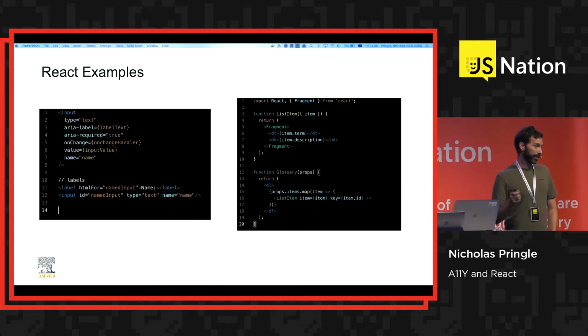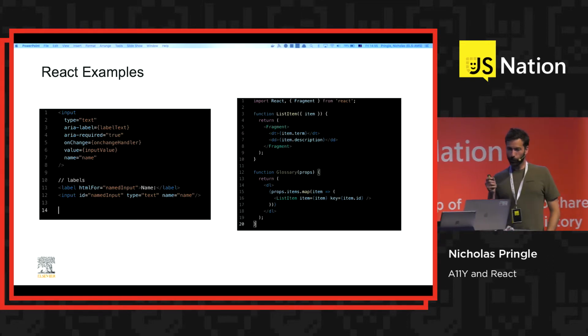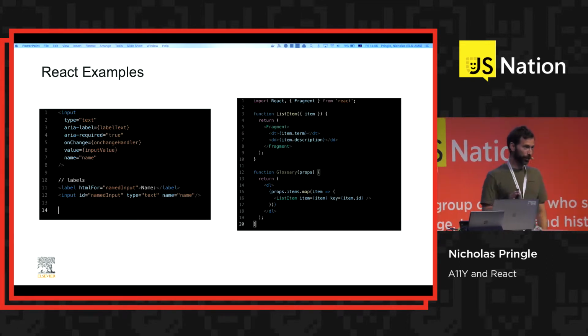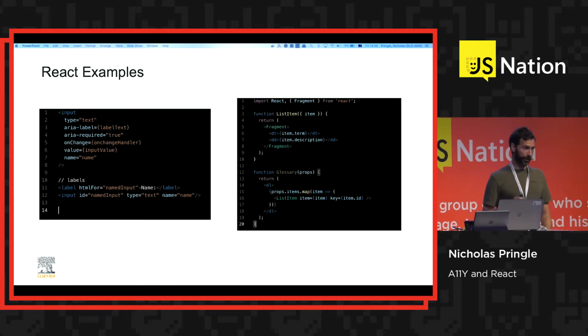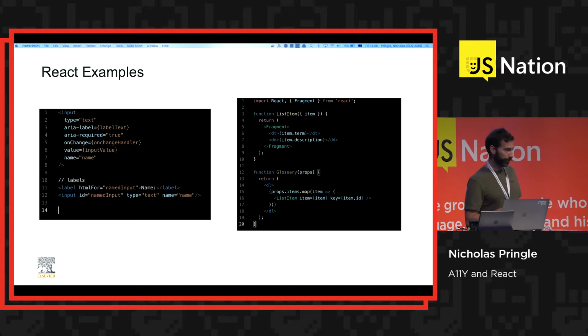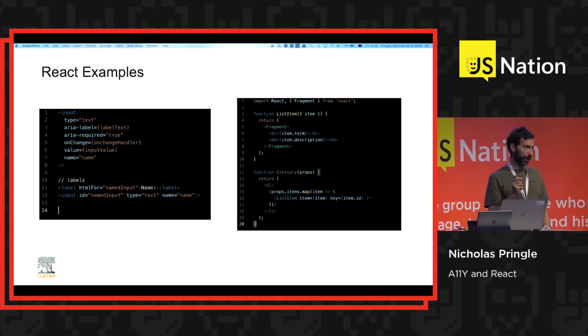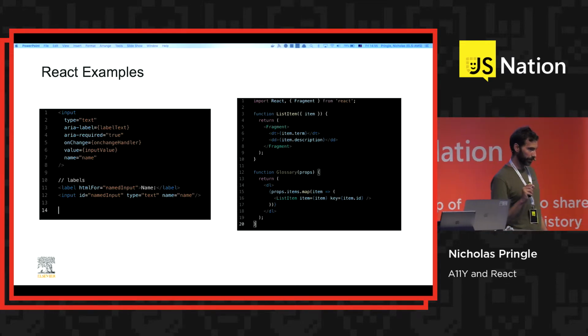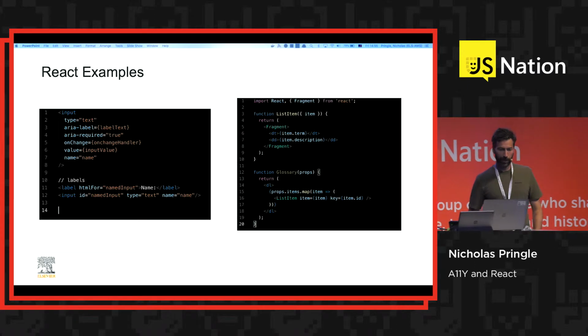There are some specific React examples. It's important to realize with JSX that all the HTML attributes are fully supported. All the ARIA HTML attributes are fully supported. So you can use aria-label, aria-required in your JSX. Another little thing to remember is that you cannot use the id for when you use a label. You need to use htmlFor within JSX.